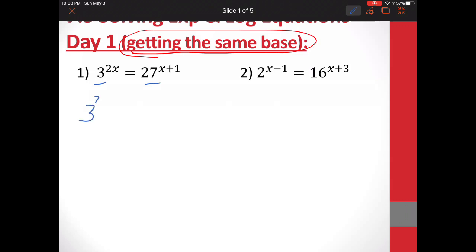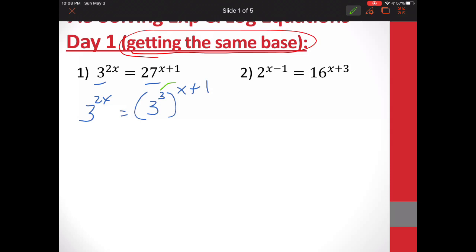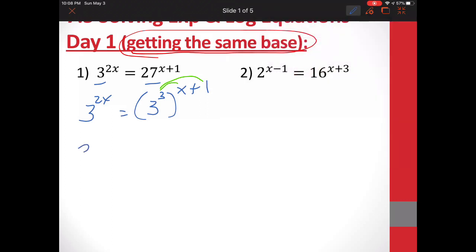So 3 to the 2x, and 3 to the something is 27. Well, we have seen this enough that it's 3 to the third. So to solve this, we're going to distribute this 3 to the exponent of the original. So to rewrite it, you're going to have 3 to the 2x equals 3 to the 3x plus 3. Don't forget that distributing.